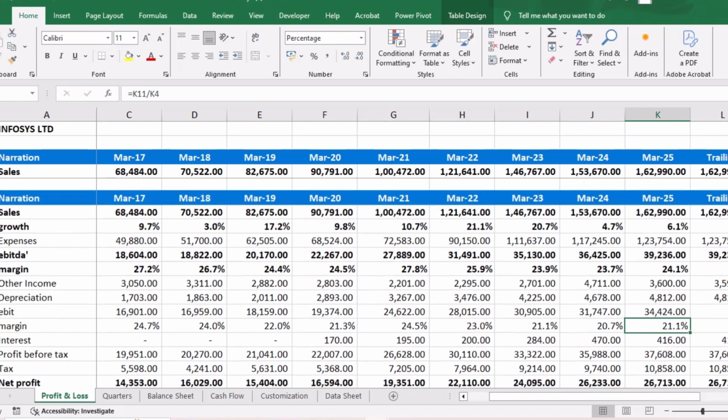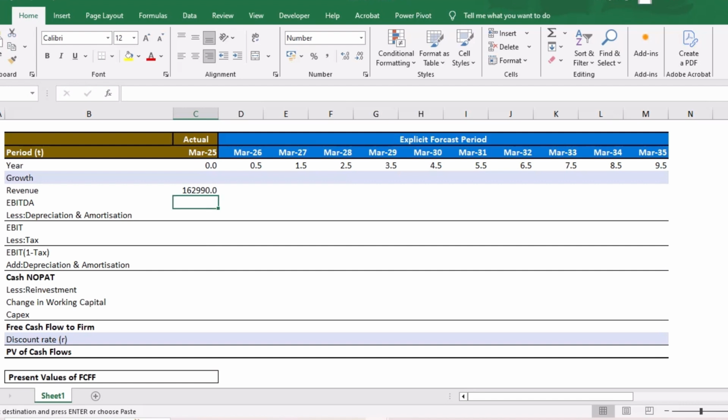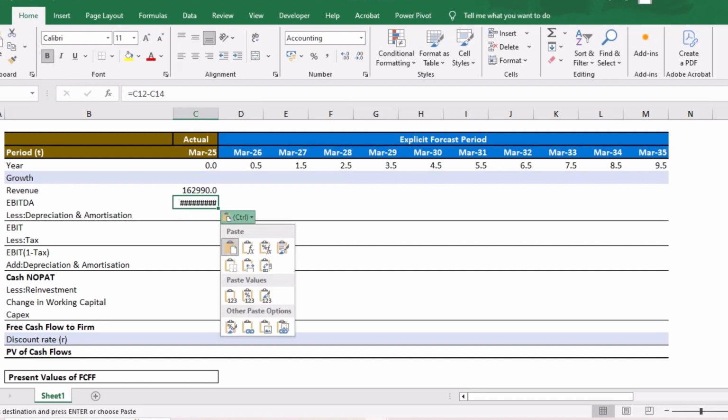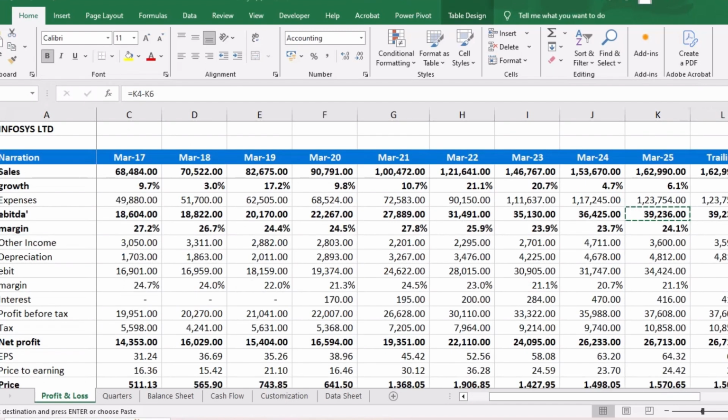Okay, so we have picked the sales figure. Next we need our EBITDA figure. We can pick it from here. Copy, then go to the EBITDA tab and press once. Next depreciation is this, right? Yes.